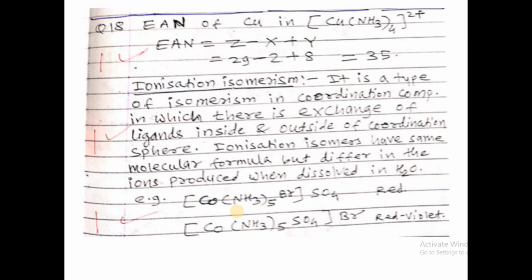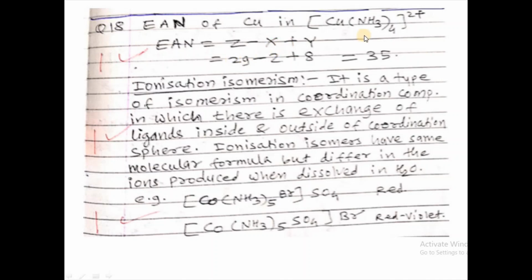Question number 8 is: calculate the effective atomic number of copper in [Cu(NH3)4]2+. Like this we have solved one MCQ also. Hence EAN is asked for 2 marks. It is very important to know the effective atomic number. The formula is very easy to remember: Z minus X plus Y, and Z is 29 for copper. The atomic number of copper is 29.